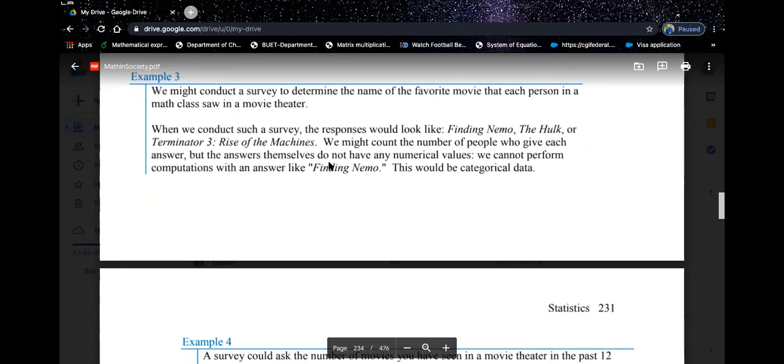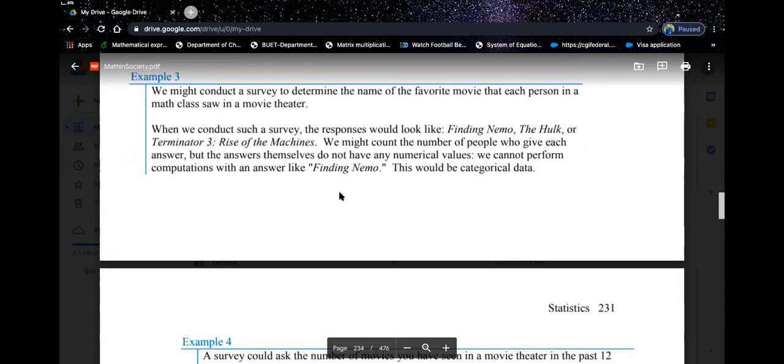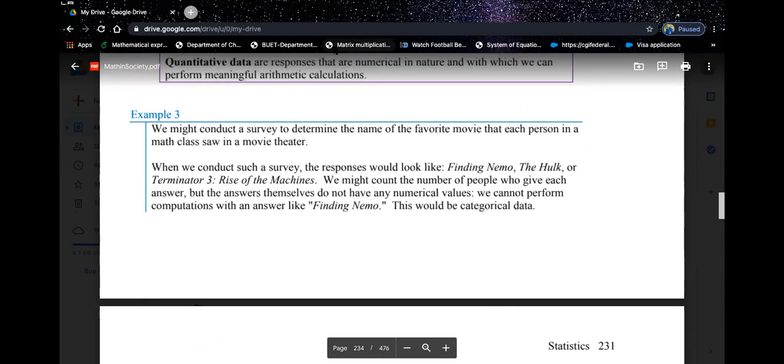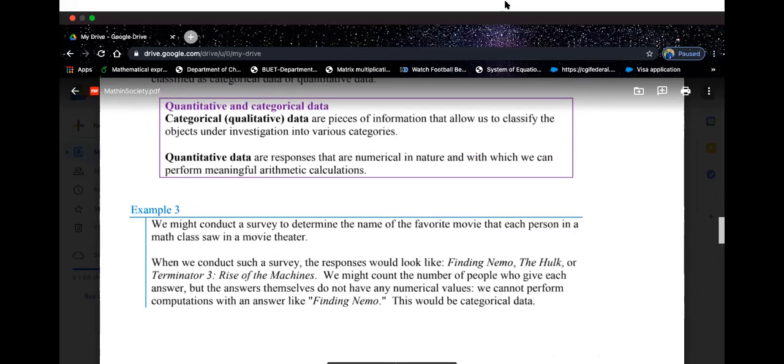Okay. So let's see example 3. We might conduct a survey to determine the name of the favorite movie that each person in a math class saw in a movie theater. Okay, let's do it now. In the chat, write the name of your favorite movie, okay? In the chat, I want you to write the name of the favorite movie you have seen. It doesn't need to be in the theater. If you have seen it at your home using any device, that's perfect as well.